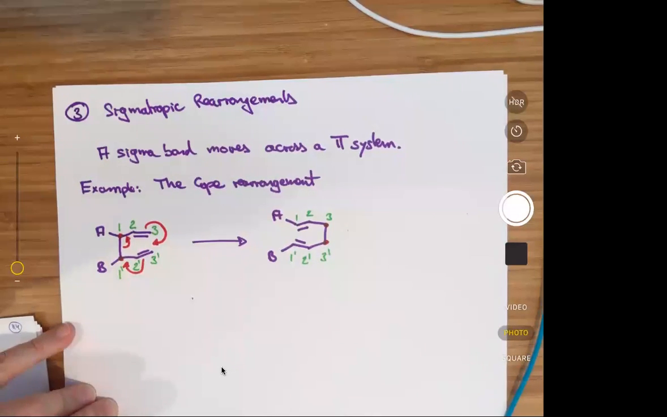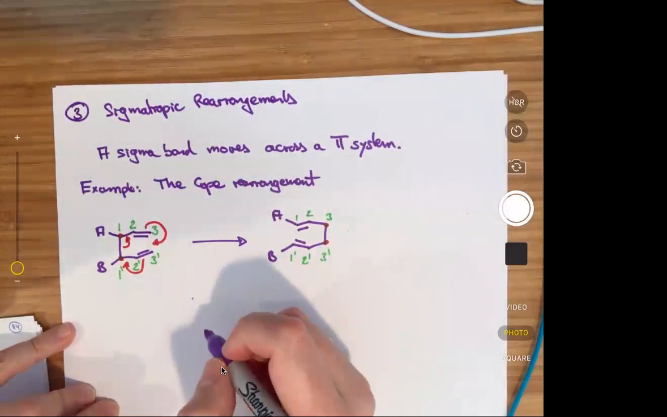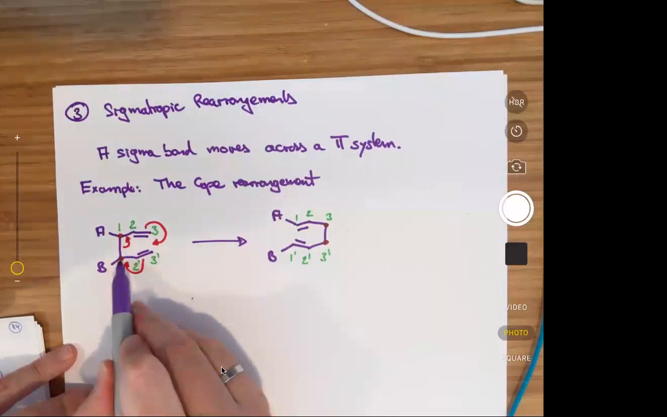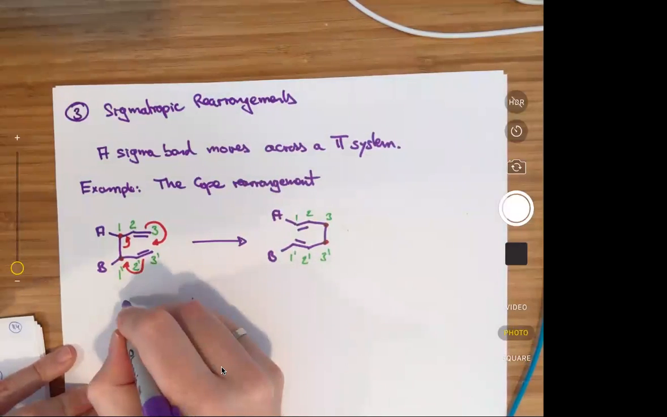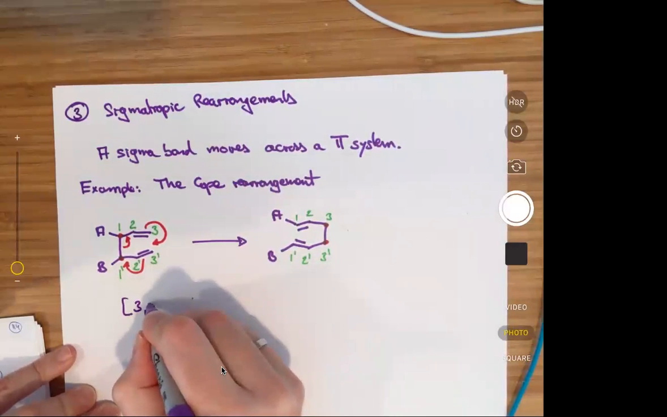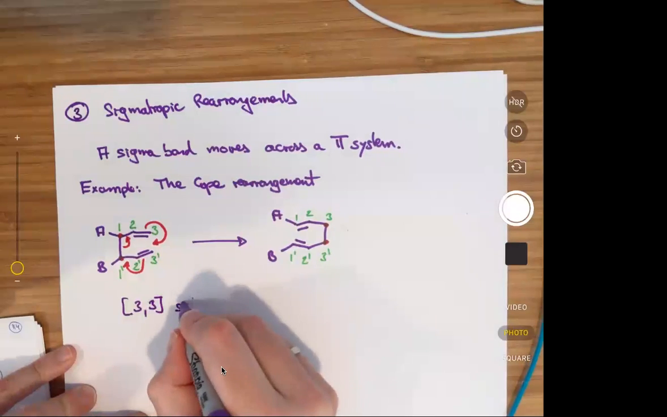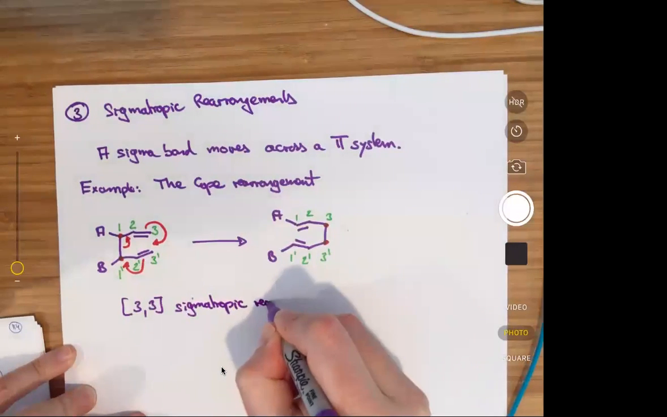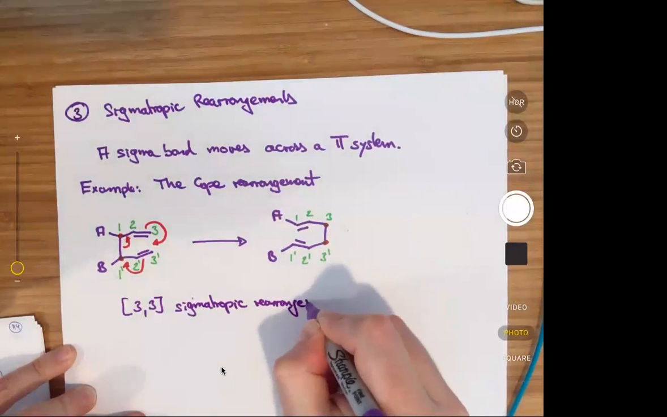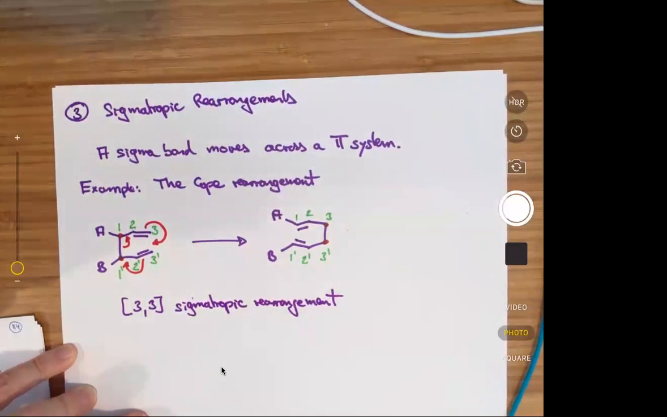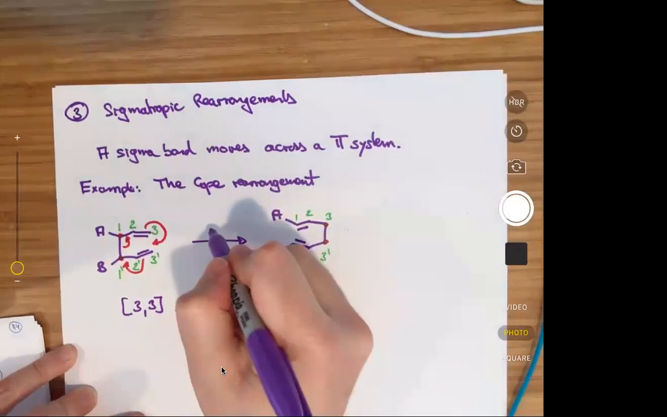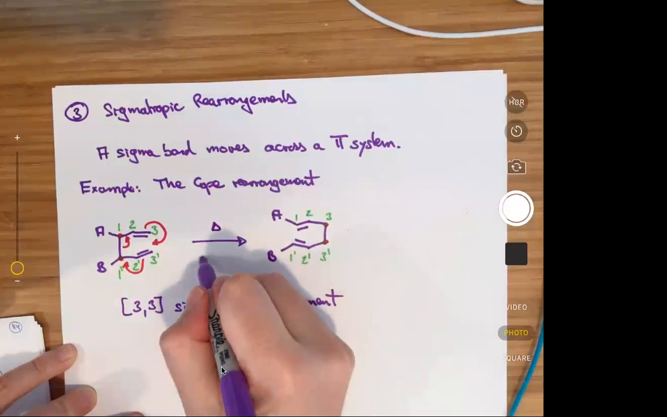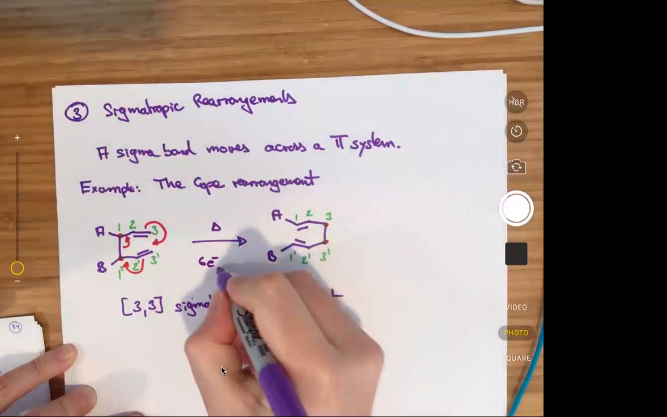And in order to define this, we usually call this a 3,3 sigmatropic rearrangement, because it moves 3 atoms on one side and 3 atoms on the other side. So we call this a 3,3 sigmatropic rearrangement. And as you see, this is again a 6 pi electron process. It can be induced thermally, so a 6 electron process.